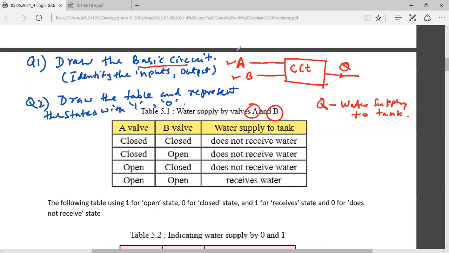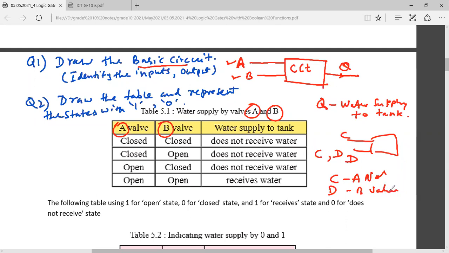So get these basics right. Input signals, whatever they have given, you use the same letters. If you put C and D as the input signals here, people will think the circuit needs C and D. Then you have to tell that C is the A valve, D is the B valve. You have to tell the people. If you are an engineer, you have to define everything. As an engineer, as a circuit designer, as a computer scientist, you have to mention these things. If you are giving a different name, you have to name it.